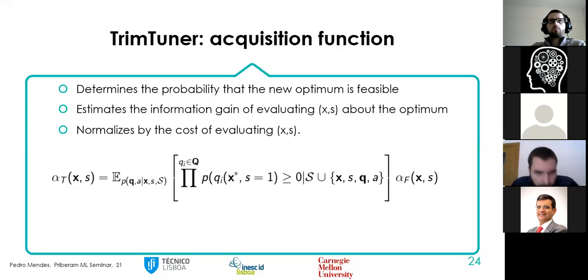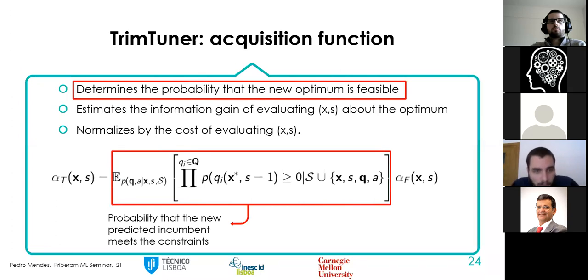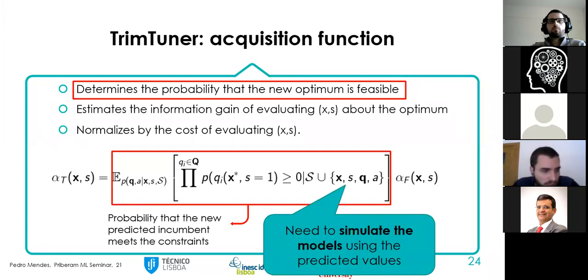The new acquisition function extends the previous one used in Fabolas by determining the probability that the new predicted incumbent meets the constraints. For that, we need to simulate the model. So we want to predict the impact of evaluating XS, a configuration, in the future in the model. So we simulate the models and retrain them using the predicted values. For each configuration, we predict the values, update the models and retrain them using these predicted values. Then we can use these simulated models to predict the new incumbent and, lastly, the probability that this new incumbent meets the constraints.